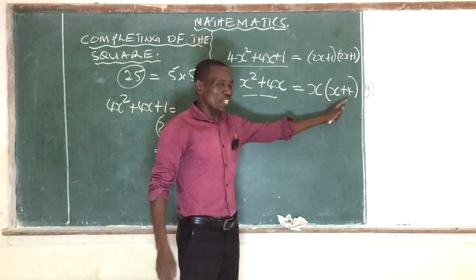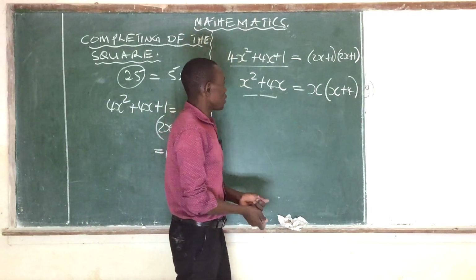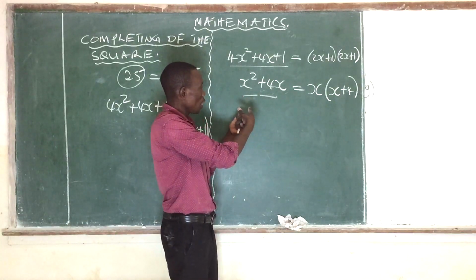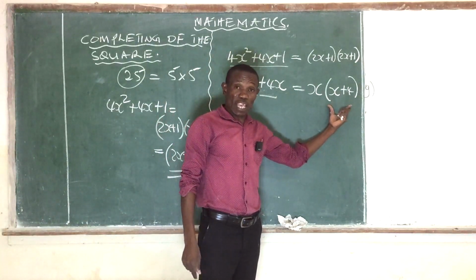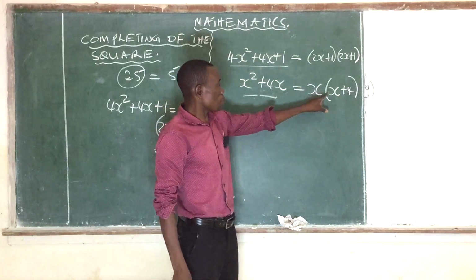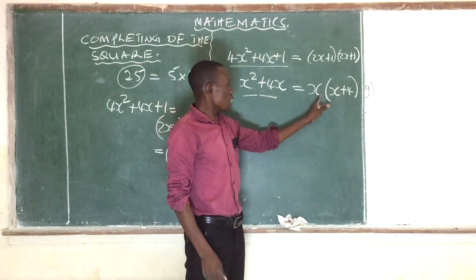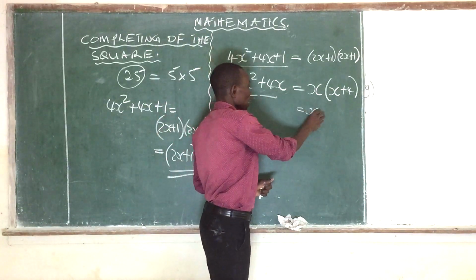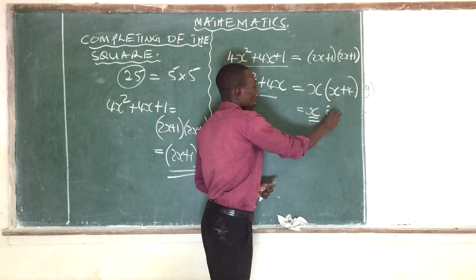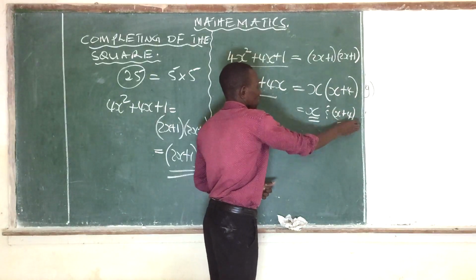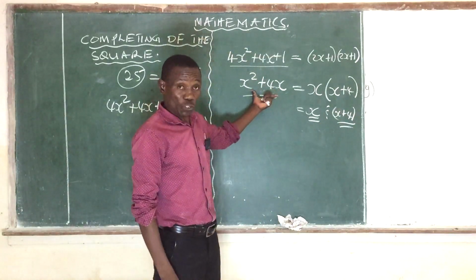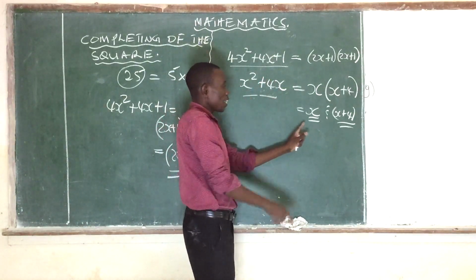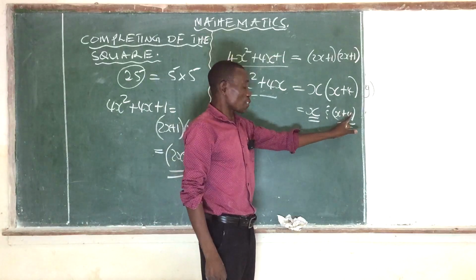What does this mean? When I go back to the previous expression, it's just a matter of expanding: x multiplied by x, I get x squared, x multiplied by 4, I get 4x. Which means x and x plus 4 are the two factors of this expression. So when I factorize x squared plus 4x, I get x and x plus 4.